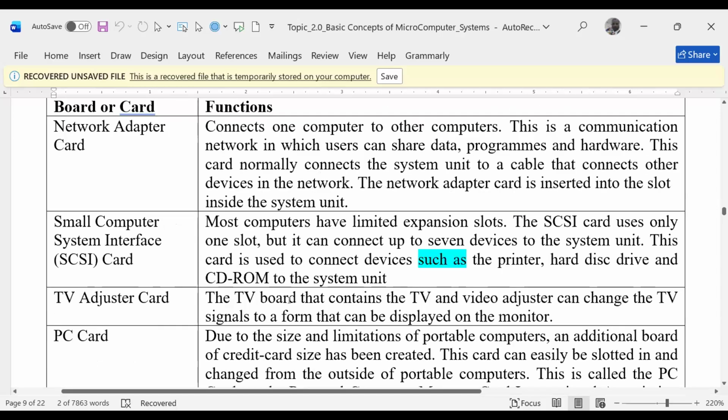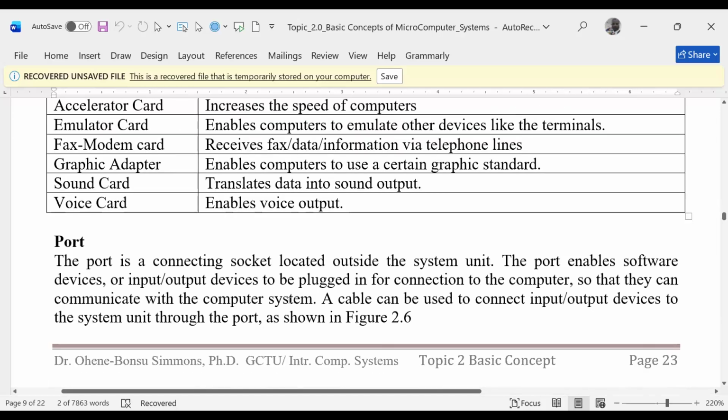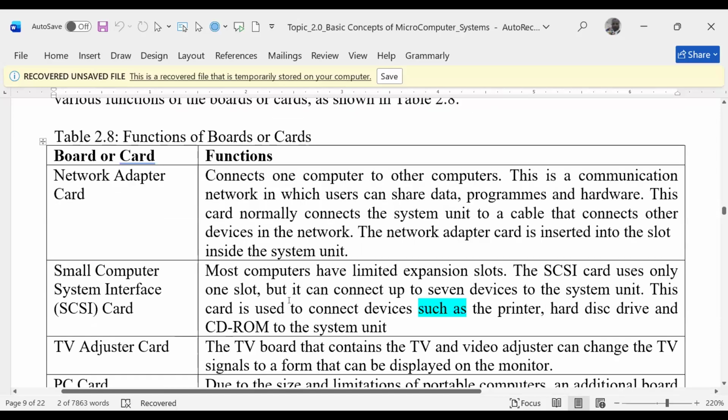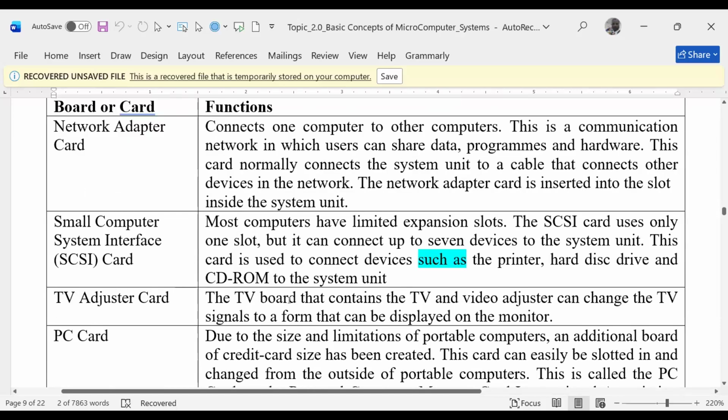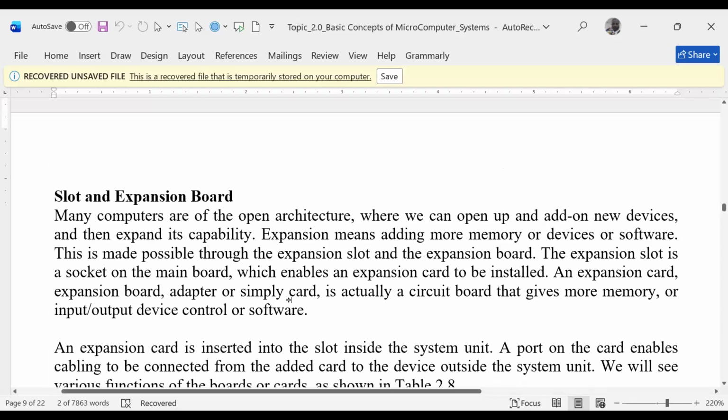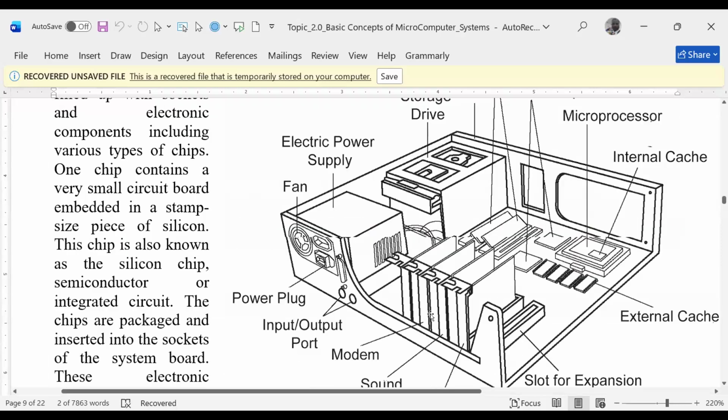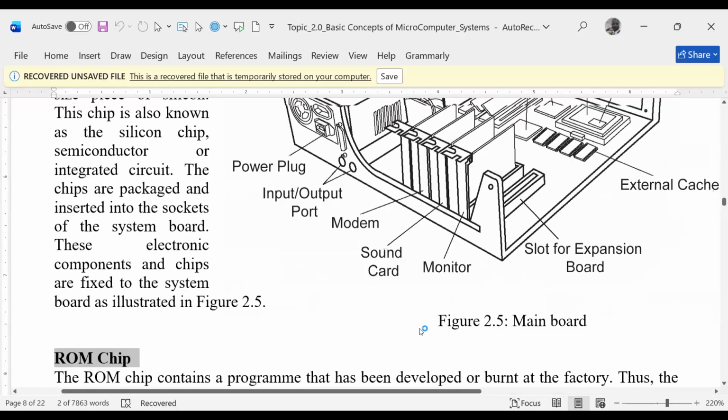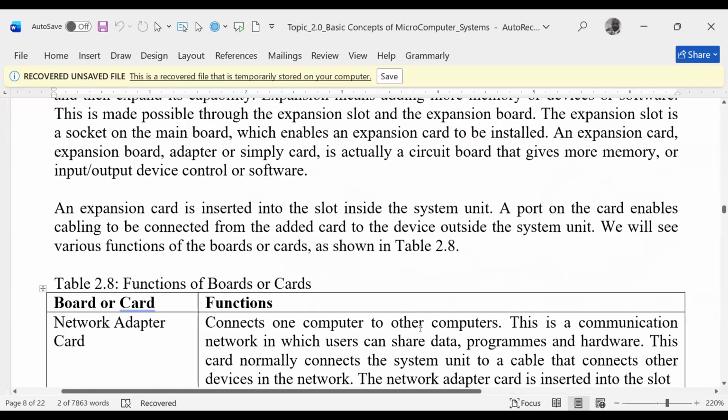And here are some of the boards or cards that can be added to your computer system. We have something called a network adapter card. You connect that somewhere here, the network card, so that you can connect a cable to it to have access to the network or internet.